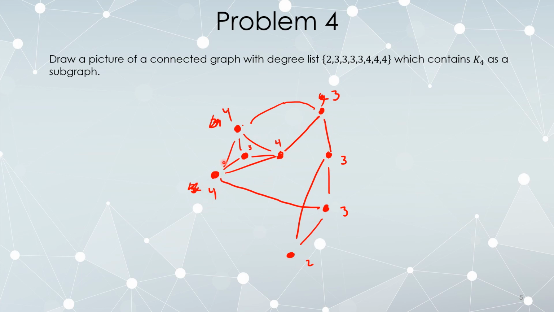Let's check all our degrees. 1, 2, 3, 4, 1, 2, 3, 4, 1, 2, 3. I'm just counting edges leaving. 1, 2, 3, 4, 1, 2, 3, 1, 2, 3, 1, 2, 3, 1, 2. So 2, 3, 3, 3, 3, 4, 4, 4. Okay, there we have it. Again, many, many ways you could do this. This just happens to be one way that you can do it.